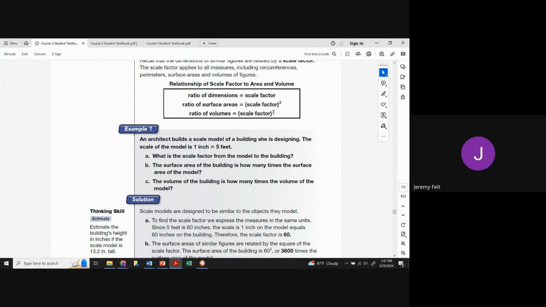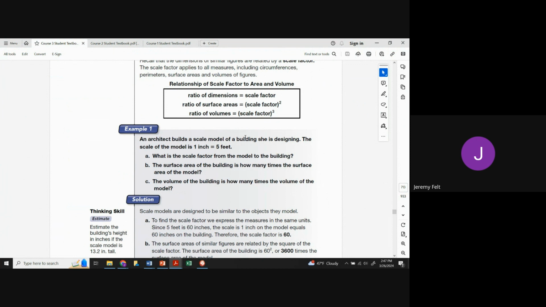So we talked about this just a few days ago. We know that if it's a perimeter or just a distance, one-dimensional, we look at the scale factor. If it's 2-dimensional, be it area, lateral surface area, total surface area, it's going to be scale factor squared. And then if it's a volume, 3-dimensional, then it's going to be the scale factor, whatever that is, raised to the power of 3. Okay, so let's look at an example.